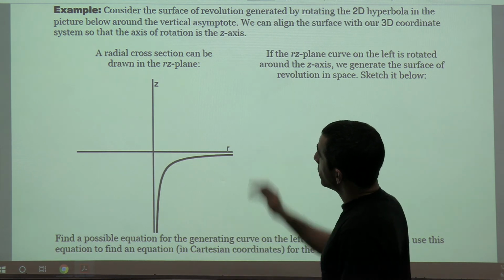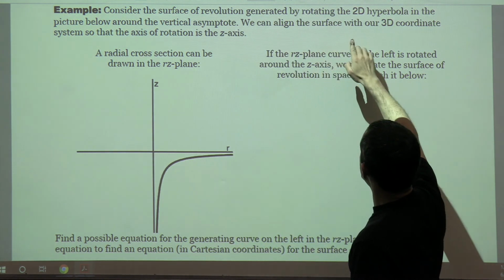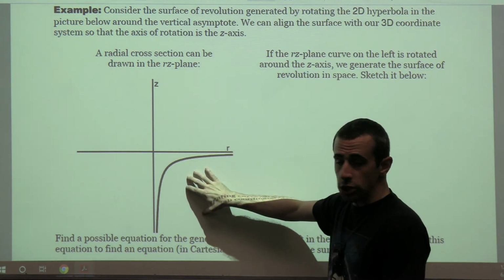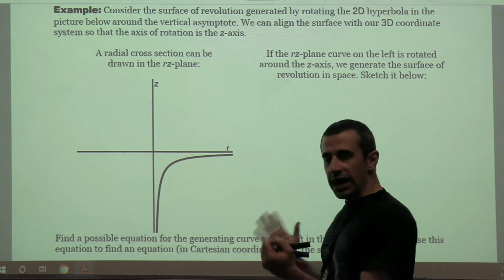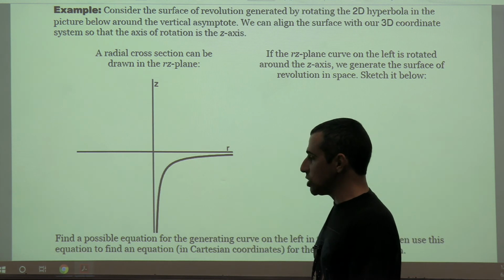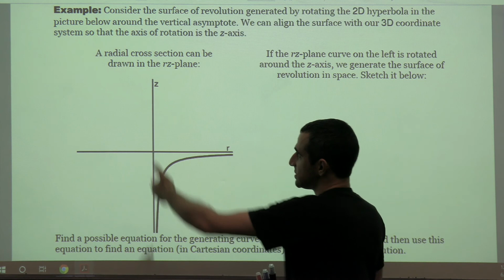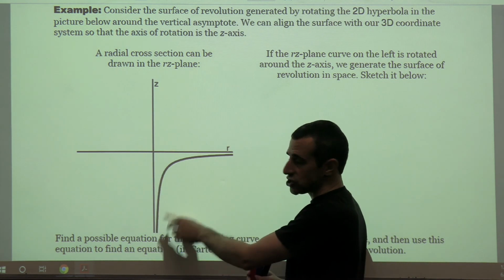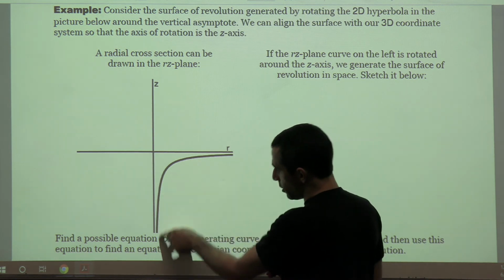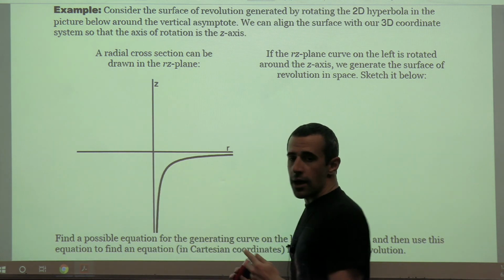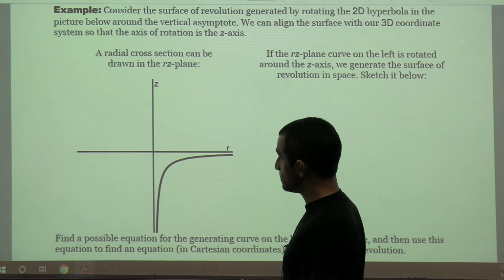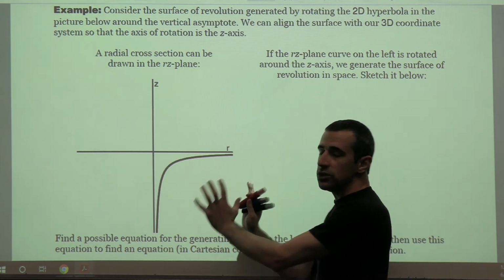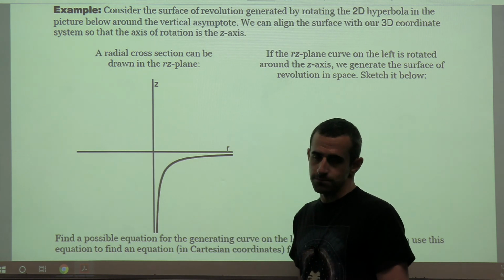So consider the surface of revolution generated by rotating a two-dimensional hyperbola, like the one shown in this picture, around the z-axis. So you got to imagine that our surface of revolution has its central axis aligned with the z-axis, and we take this meridional cross-section, this radial cross-section, which is a hyperbola, and we spin it around the z-axis to generate our surface. Our job is to find the Cartesian equation of the surface that you get by rotating this curve around.